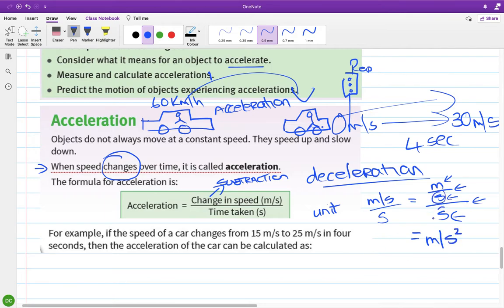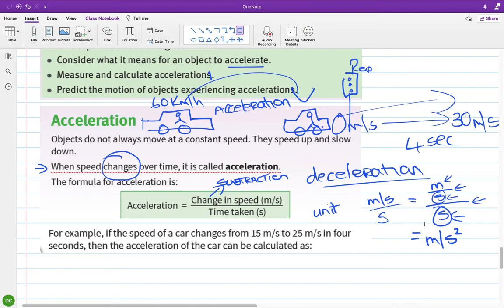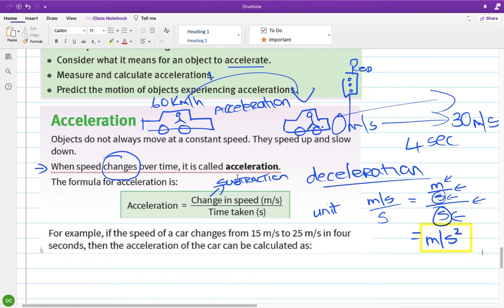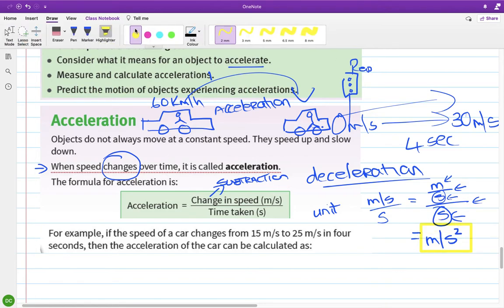We have 2 seconds, so that becomes seconds squared. So the unit for acceleration is meters per second squared. Okay.